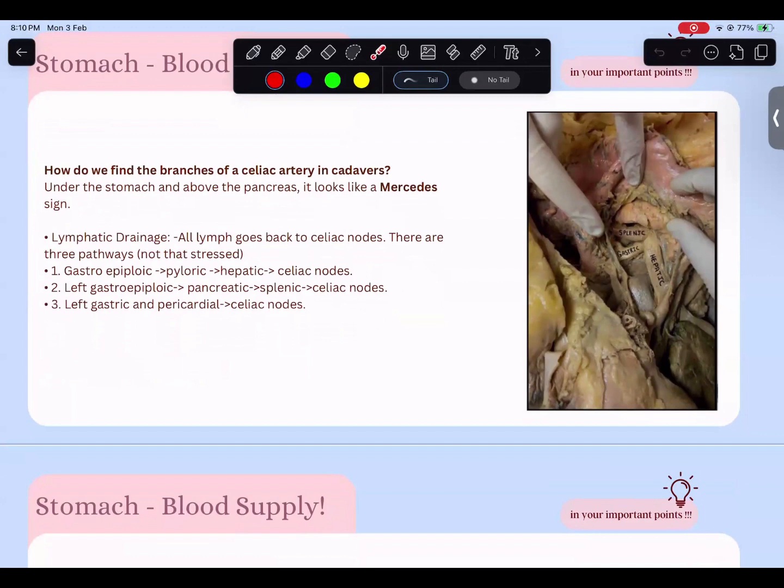Oh, lymphatic drainage, very important. Everything in the stomach goes to the celiac nodes. Okay, everything. Gastroepiploic, left gastric, every vein, everything goes to your celiac nodes. That's all you need to know.